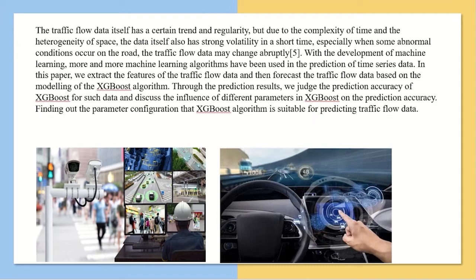With the development of machine learning, more and more machine learning algorithms have been used in the prediction of time series data. In this paper, we extract the features of the traffic flow data and then forecast the traffic flow data based on the modeling of the XGBoost algorithm. Through the results, we judge the prediction accuracy of XGBoost for such data and discuss the influence of different parameters in XGBoost on the prediction accuracy, finding out the parameter configuration that the XGBoost algorithm is suitable for predicting traffic flow data.